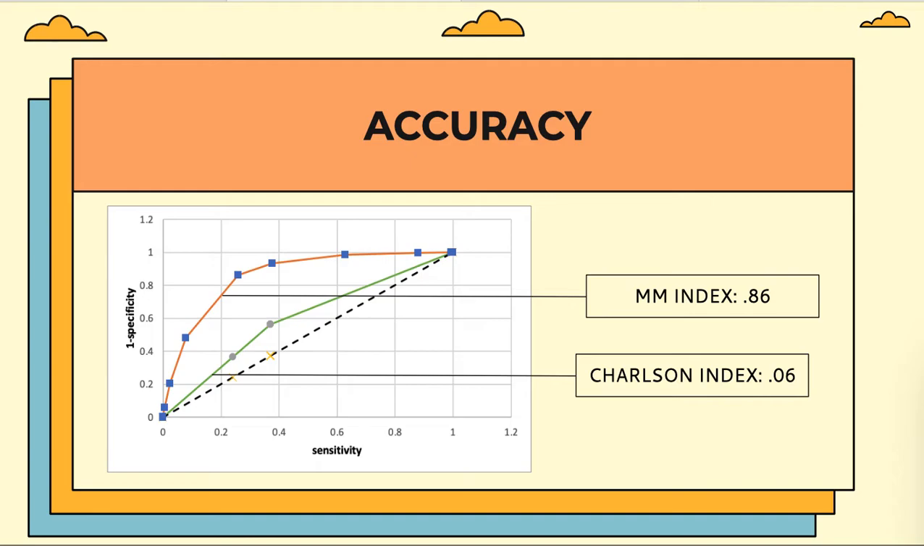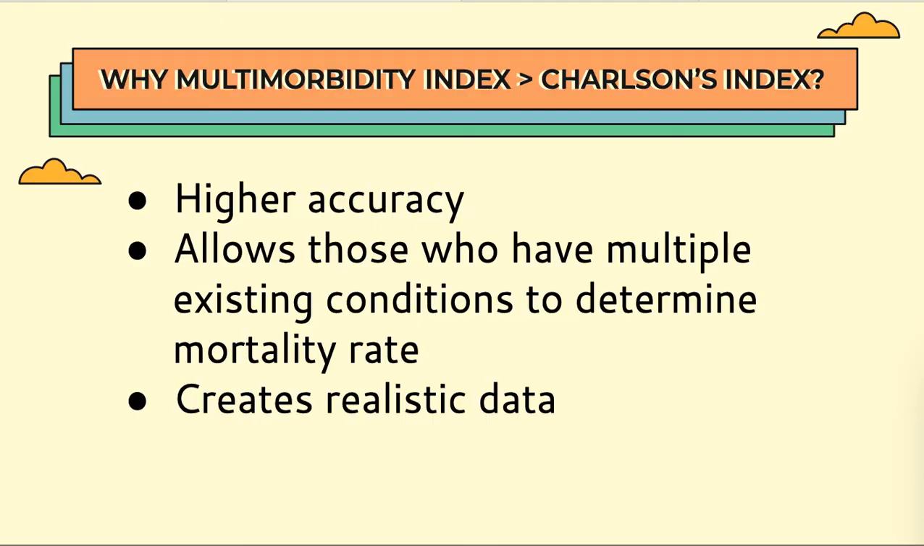But going back to the accuracy of this, we are comparing the multimorbidity index, which is what we used in the second half of the semester, versus the Charleston's index, which was used in the first. As you can see, the multimorbidity index gives us an area under the curve of 0.86, which means that it is 86% accurate, while the Charleston's index was around 60% or 0.6, which allows us to determine that the multimorbidity index is a little more accurate than the Charleston's index.